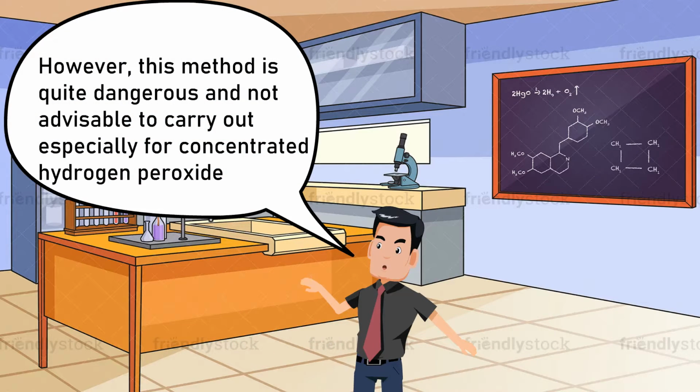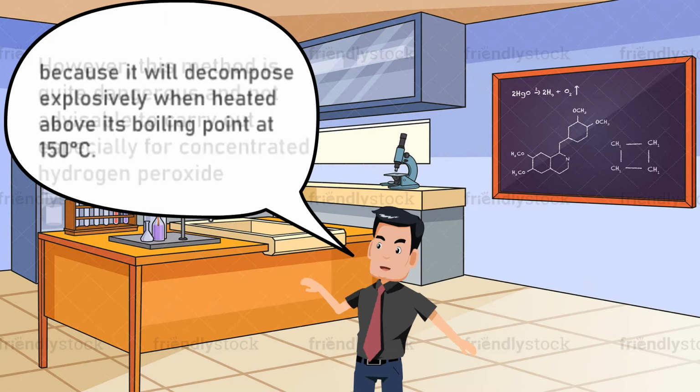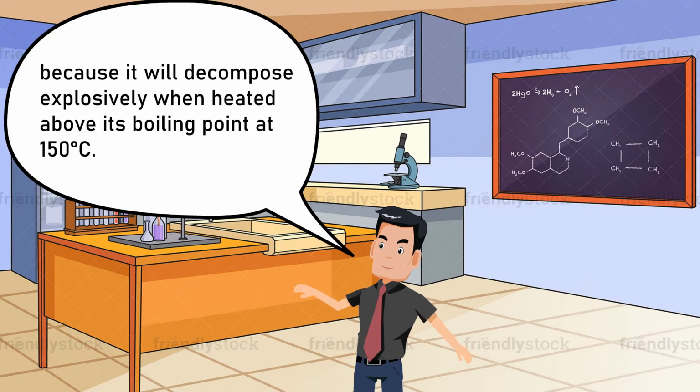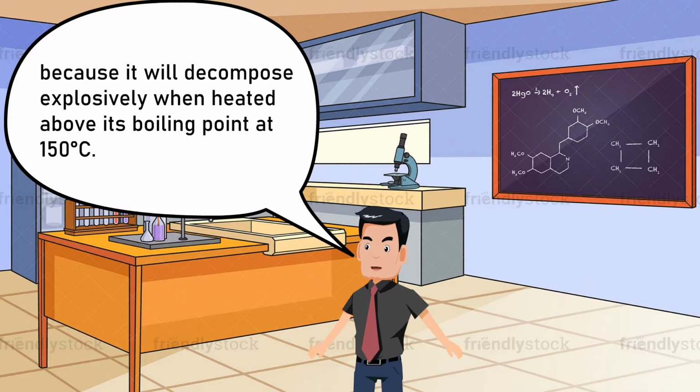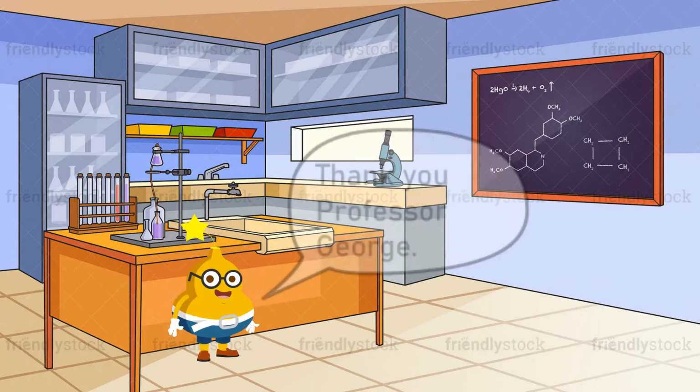However, this method is quite dangerous and not advisable to carry out, especially for concentrated hydrogen peroxide, because it will decompose explosively when heated above its boiling point at 150 degrees Celsius. Therefore, using a catalyst is a better way to increase the rate of decomposition of hydrogen peroxide. Thank you, Professor George.